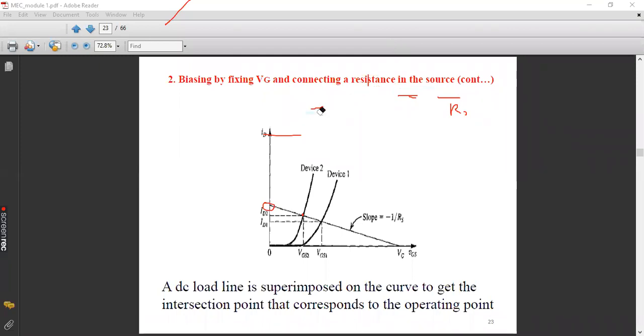So the DC load line's y-axis coordinate will be VG divided by RS, as you have derived now. So this point is VG by RS and this point is VG. Now you have a point on the x-axis and the y-axis. After that, you can join these two points and this will be your DC load line. So this is the procedure of drawing a DC load line over the characteristic curve ID versus VGS. Any doubts?